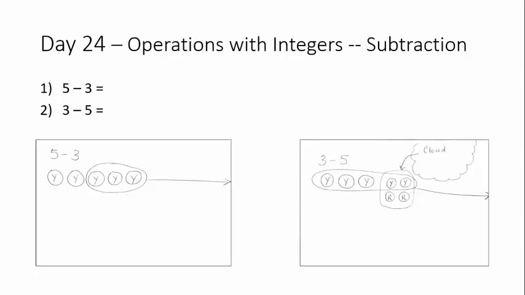In the second example here, I have 3 minus 5. In the figure on the right, you'll see this. I begin with the minuend, which is 3. So I draw 3 yellow counters. I need to take away 5 yellow counters. Since I don't have 5, I'll bring down some 0 pairs from the cloud. I'll bring down enough so that I have 5 yellow counters that I can take away. So you see I've brought down 2 0 pairs from the cloud.